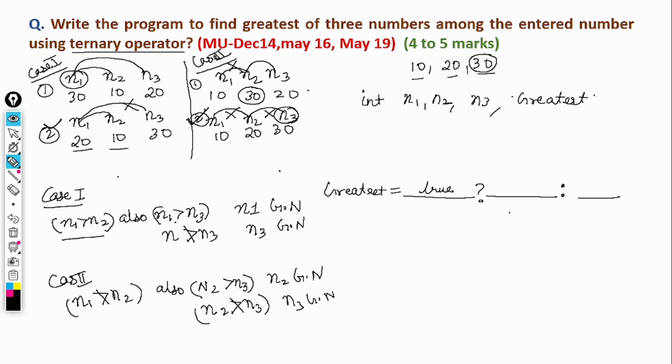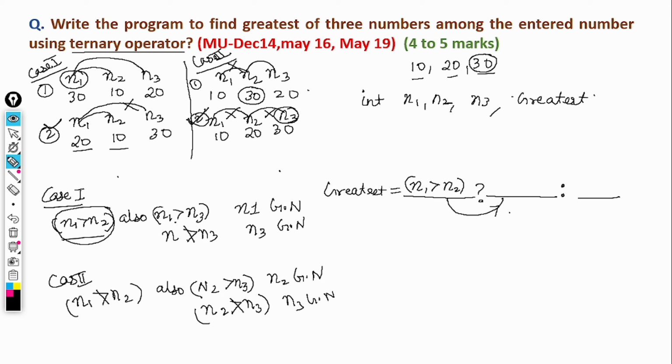So let us just fill the first conditional statement over here. My conditional statement is n1 is greater than n2. So I am writing over here n1 is greater than n2. What will happen if this conditional statement is true? If this conditional statement is true, it will go over here. Okay, this particular part will be running.